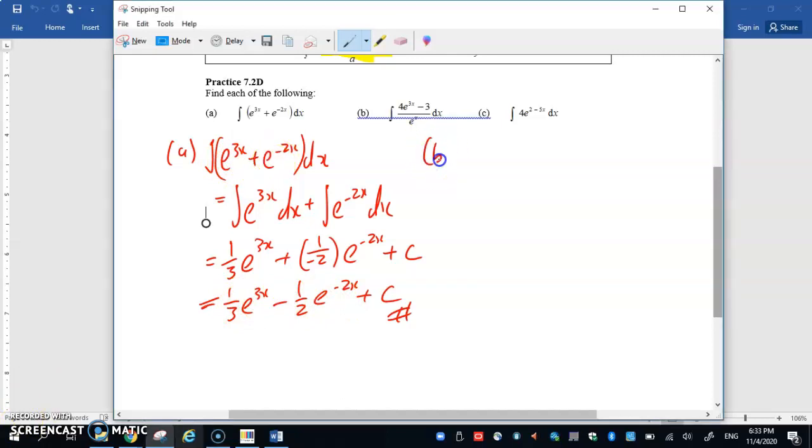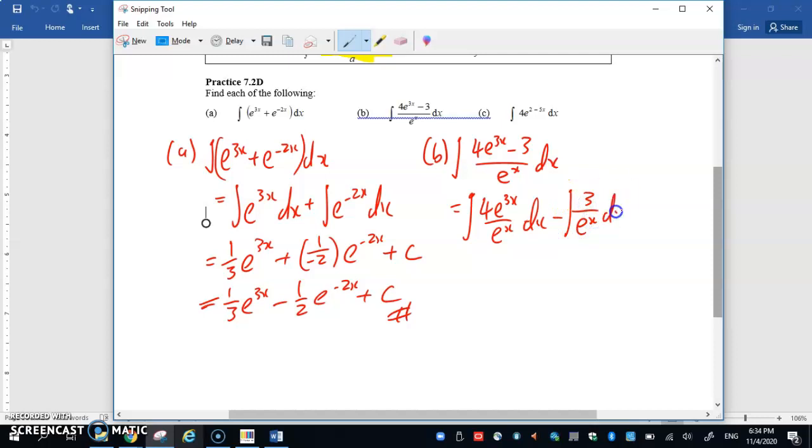So for part B, we have the integration of 4 e to the power 3x minus 3 over e to the power x dx. Just like what we see in differentiation, in this kind of setting, we usually split our terms into two parts. So what we have is integration 4e^3x over e^x dx minus 3 over e^x dx. And what we have is 4 integrate e to the power 2x dx minus 3 integrate e to the power minus x dx.